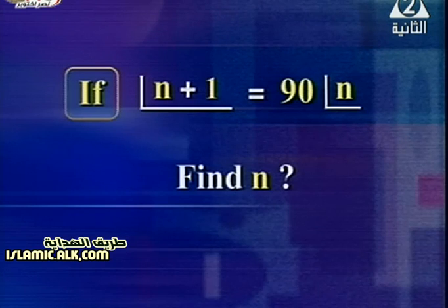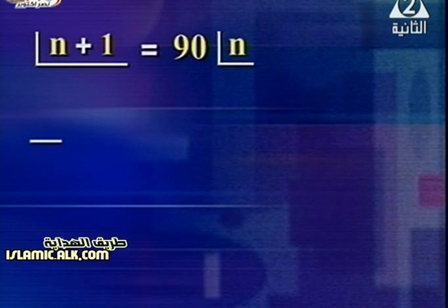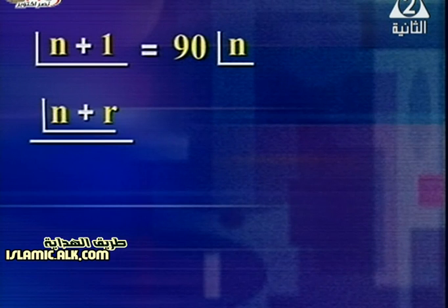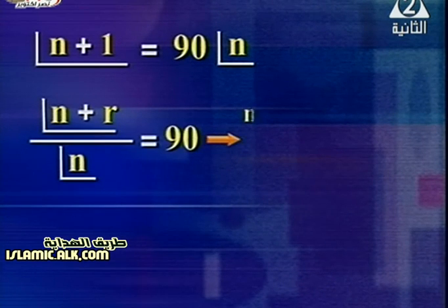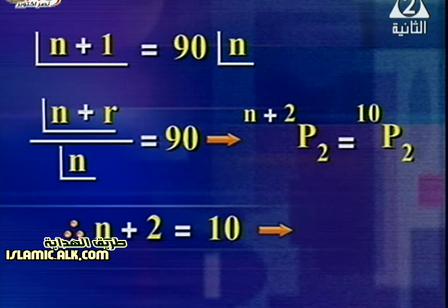Look at the solution. Factorial (n plus 1) equals 90 factorial n. Therefore, factorial (n plus 1) over factorial n equals 90. Therefore, (n plus 2)P2 equals 10P2. Therefore, n plus 2 equals 10, n equals 8.